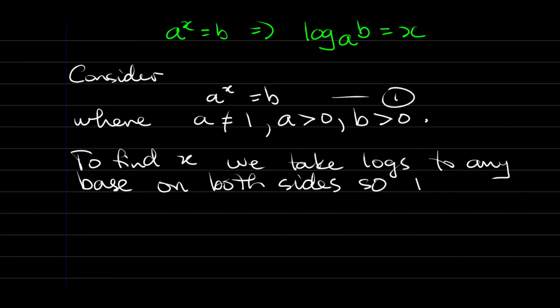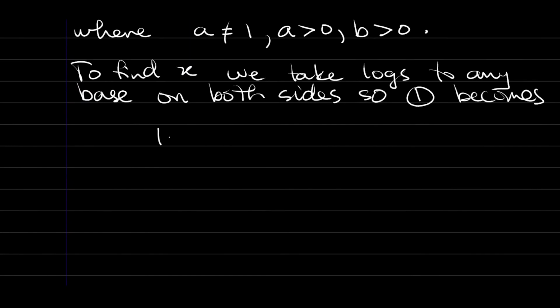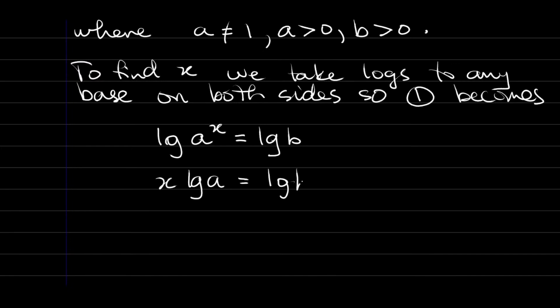So 1 becomes log, remember this is log to the base 10 when I just put lg by itself, log of a to the power of x is equal to log of b. And therefore that means that x log of a is going to be equal to log of b. That means x is going to be log of b divided by log of a. And that's that. You can just simply solve that and you get it.